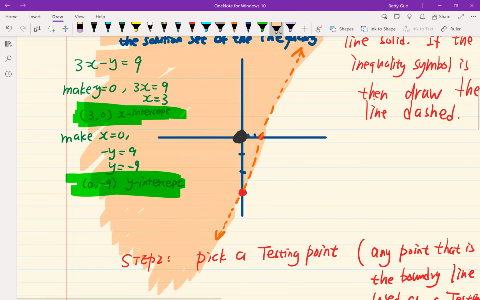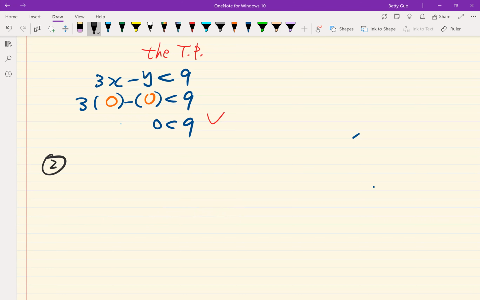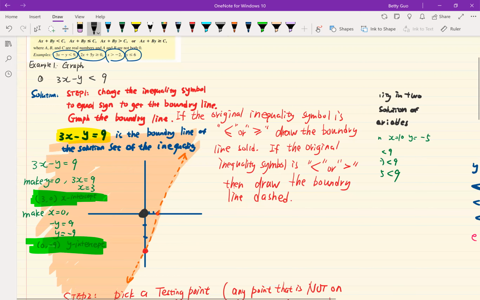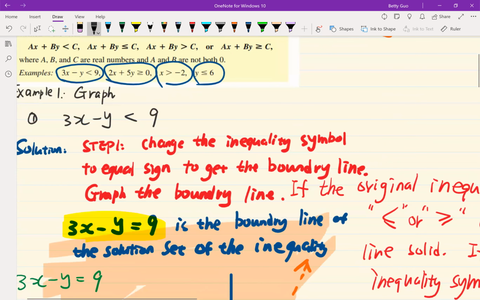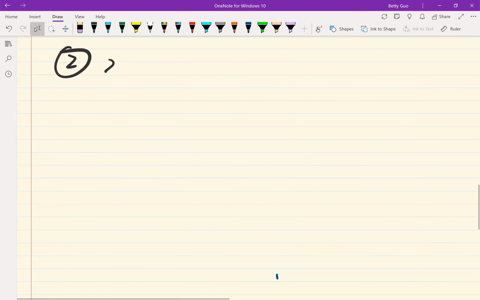Okay, for the second problem, I want you to work with me together, and you're going to guide me. You have the 2 steps written down in your notes, right? So for the second inequality, you're going to tell me what to do. It is 2x plus 5y bigger than or equal to 0. All right. We are going to graph the solution set of this inequality. You tell me what to do.